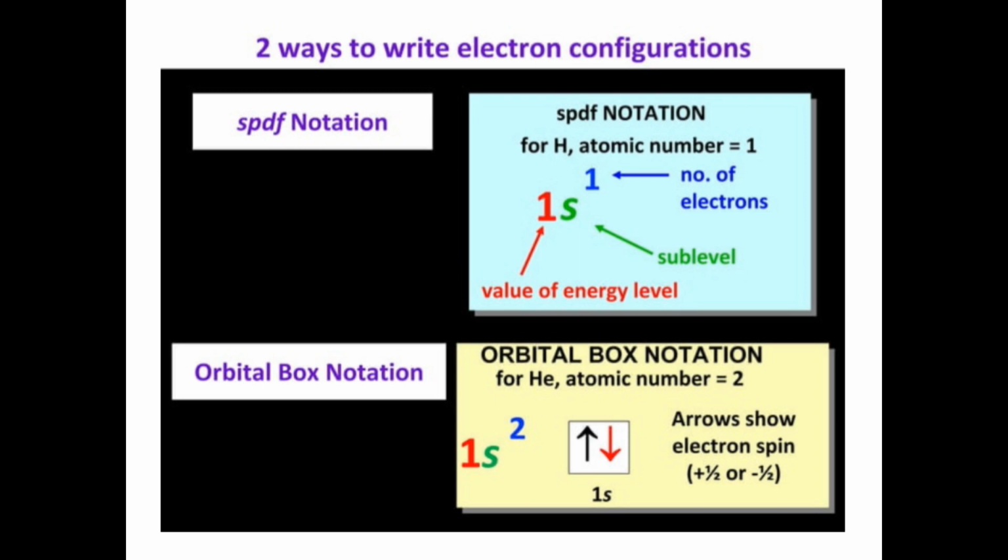Then we have the orbital box notation. Now, in the orbital box notation, if you are writing for helium, for instance, the box will indicate the electron spin, whether it is clockwise or anti-clockwise. So in that box, helium is 1s2. Therefore, we can have one of the electrons going up and the other going down, showing they are spinning in opposite directions.